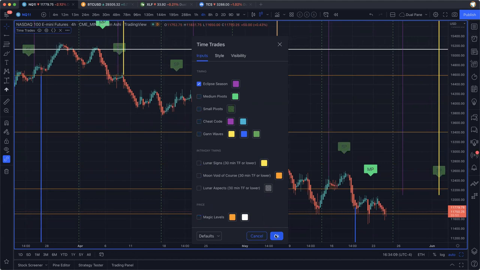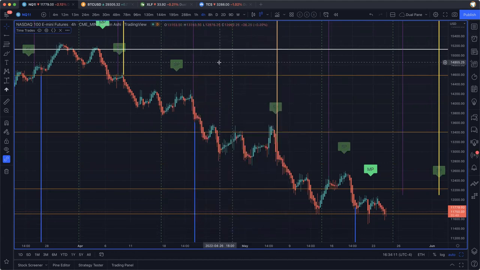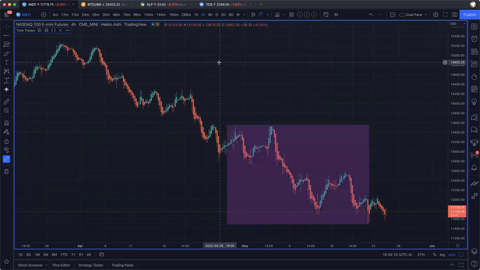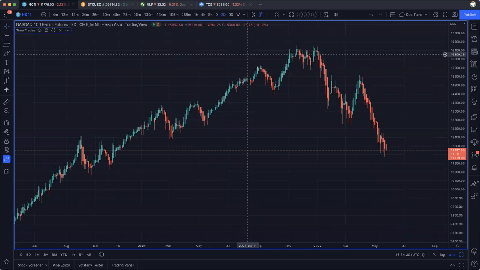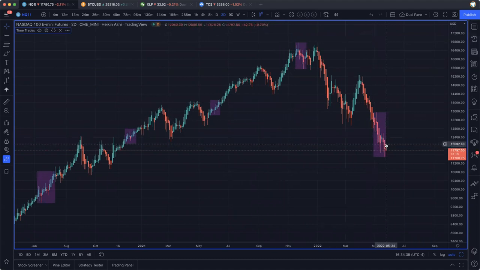Okay, so eclipse season is a multi-day period that occurs twice a year, where we typically have at least 2 and sometimes 3 eclipses, either lunar eclipses or solar eclipses. And these are marked in purple. So if we go and zoom out to a daily view, or in this case, this is a 2-day view, you can see the different eclipse seasons are highlighted here in purple.